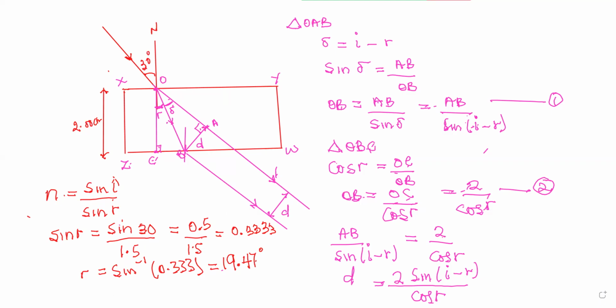All right. So having obtained R, we can calculate the angle of deviation, which is also I minus R, I being 30, minus 19.47. What is 30 minus 19.47?